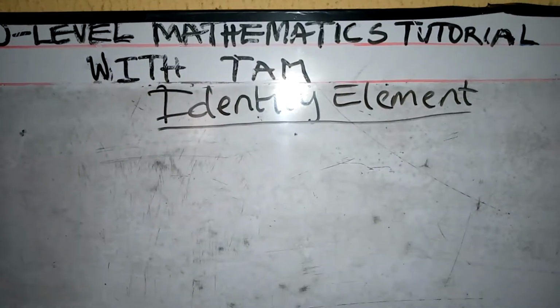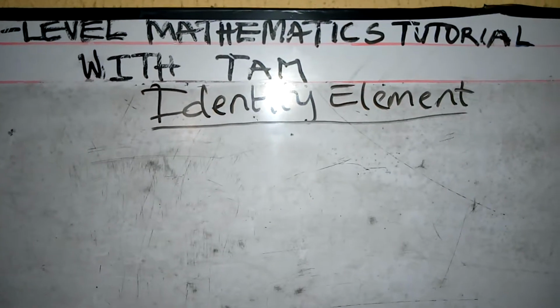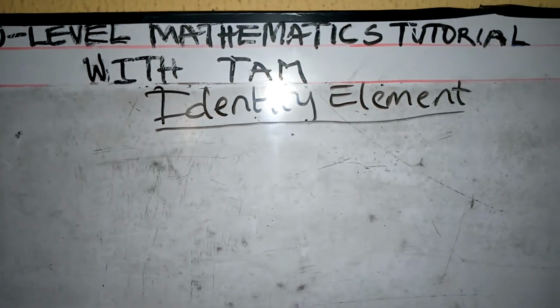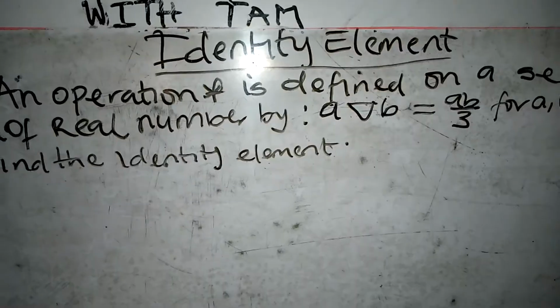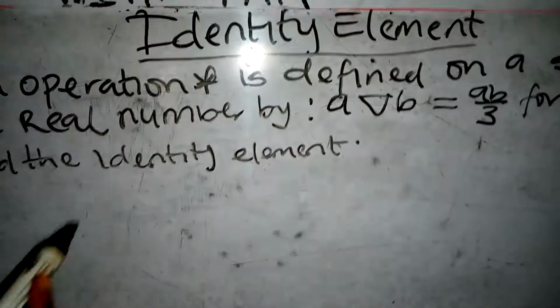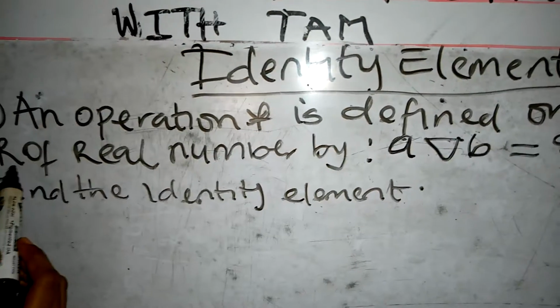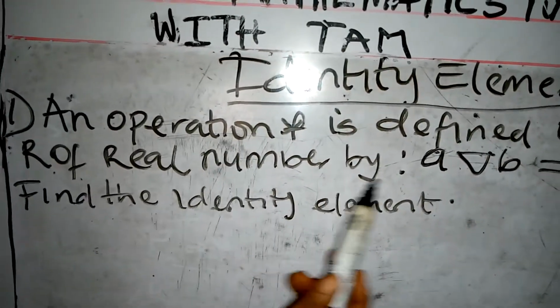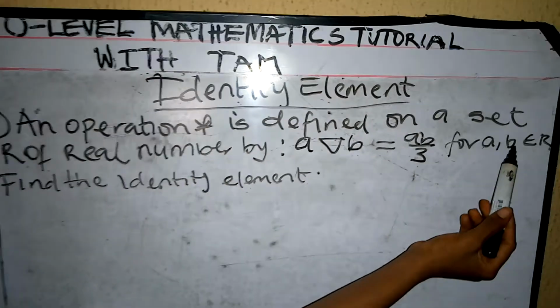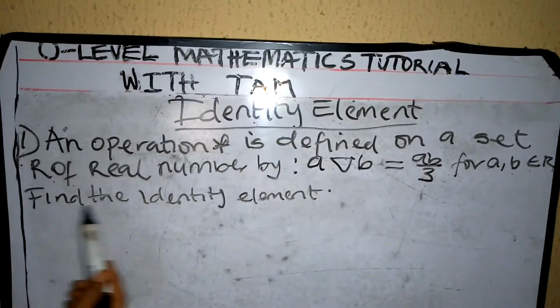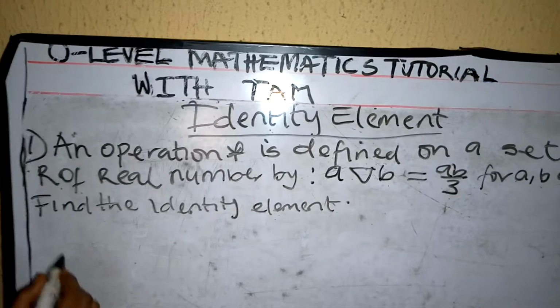Now let's solve some examples. The first example. An operation star is defined on a set R of real numbers by A grad B is equal to AB over 3, for A, B an element of R. Find the identity element. Now, solution.